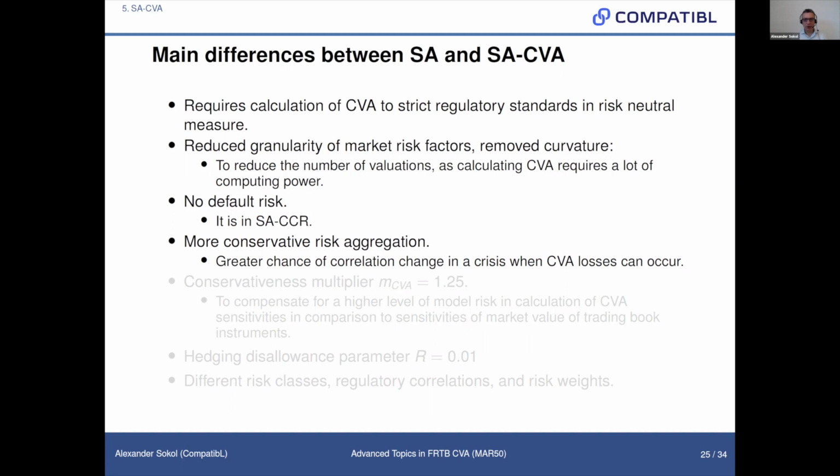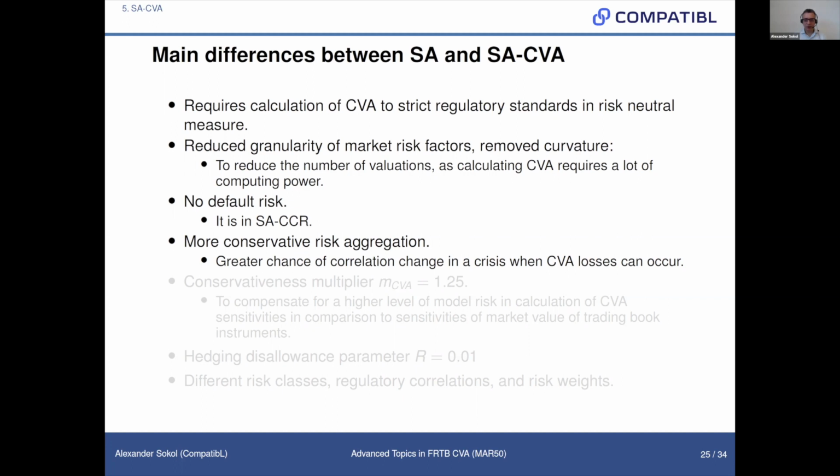So there is a greater chance of correlation being different when you have a loss compared to the normal correlation when we're looking at CVA capital compared to just the trading book capital, right? Because CVA loss occurs in a crisis. Trading book losses also may occur in a crisis, but they're more likely to also occur outside a crisis. So it makes sense for greater conservatism here. And that's exactly what the regulation does.